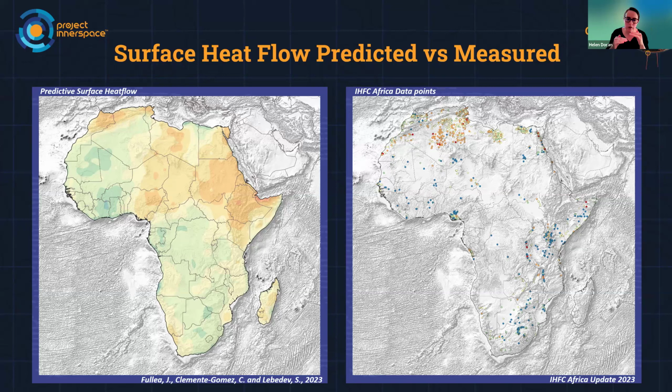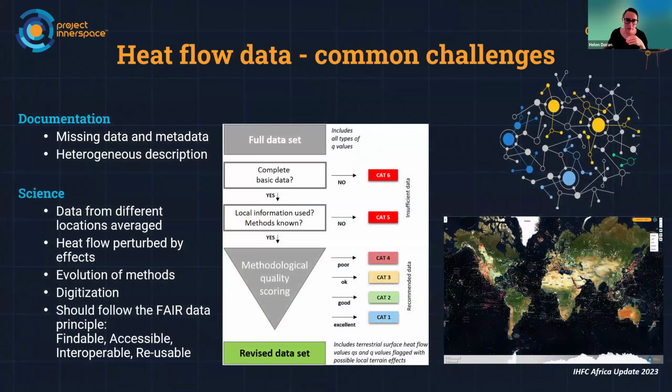So one of the things we need to do to reduce the uncertainty is to make sure that the data we're comparing it to, so the surface heat flow data, is actually really, really valid. And that's another funded project that we're looking into. So we'll talk just very briefly about that. And that's what we're doing with the International Heat Flow Commission.